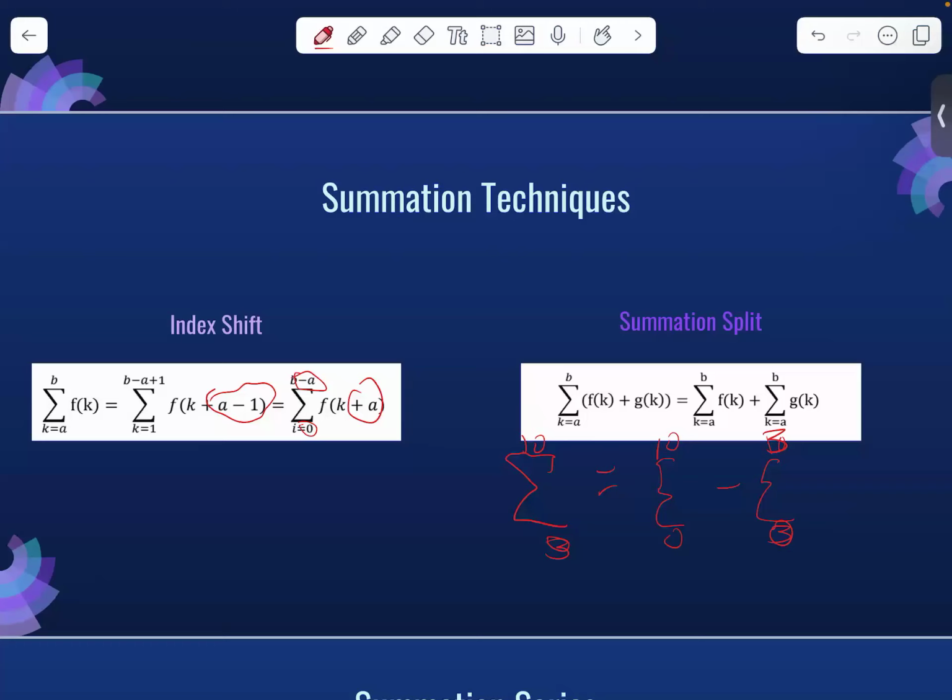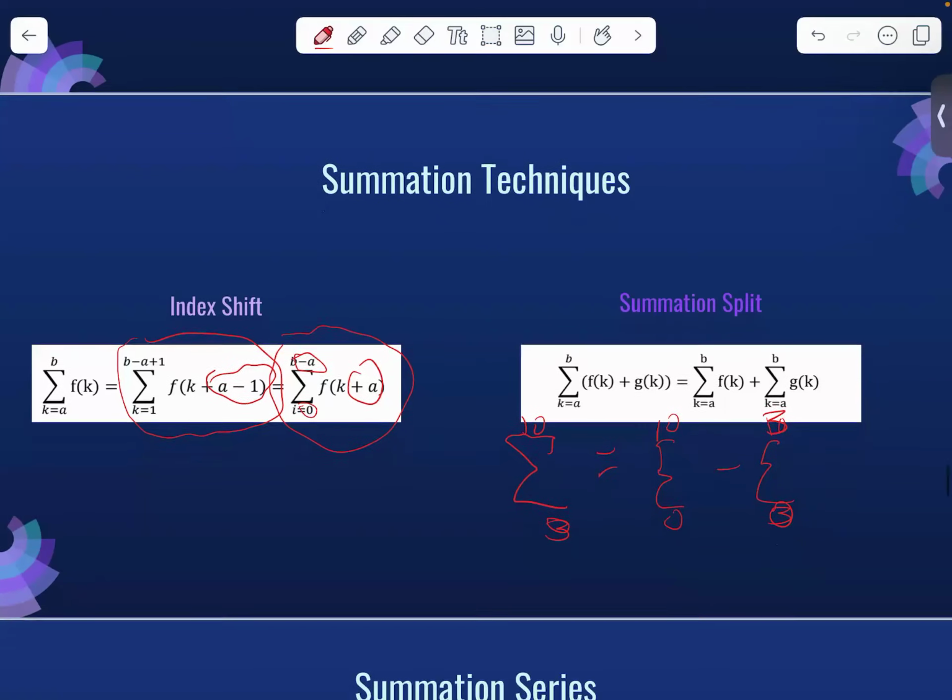No, you have to do the middle step for the index shift. Oh wait, I see what you're saying. These are separate steps. So this middle one here is if you're adding a plus 1 to your bounds, and then this other step is if you're adding just a. So these are just 2 separate examples.